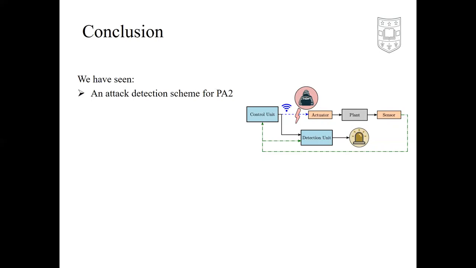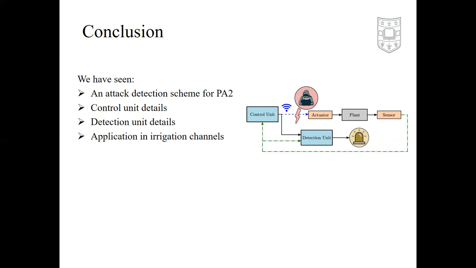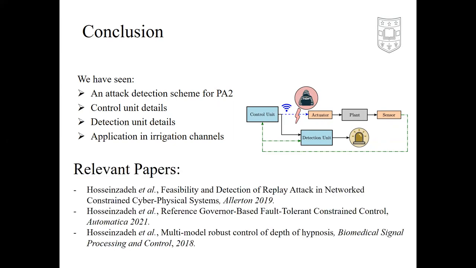So in this presentation, we have seen an attack detection scheme for prevented actuation attacks. We have seen that it has two components, control unit and detection unit. We saw the details of the control unit and we saw the details of the detection unit. And also we saw some simulation results on irrigation channels with overshot gates. Here are some papers for more details about this specific type of attack or more details about the control unit and the detection unit. Thank you very much.